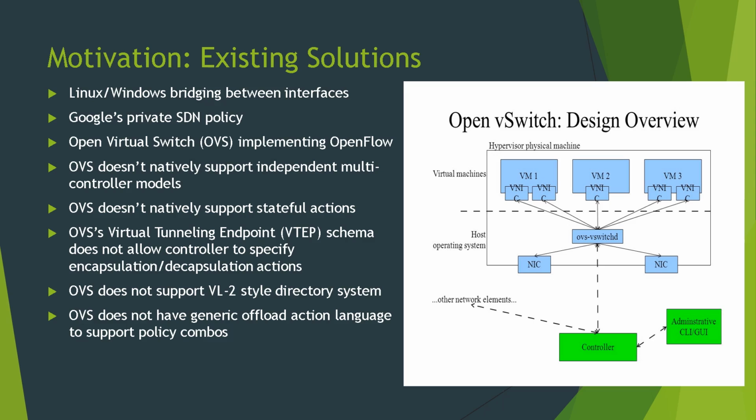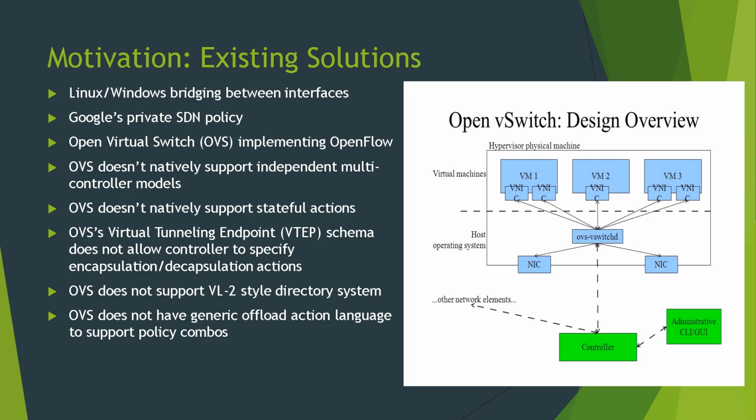Next was that OVS does not support its own VL2 style directory system, which is required for customer address to physical address mappings. This would unfortunately cause packets to have to go all the way back to the central controller in order to find their desired mappings for their destination. This obviously would not scale very well for a large amount of packets that would need to track back towards the central controller.